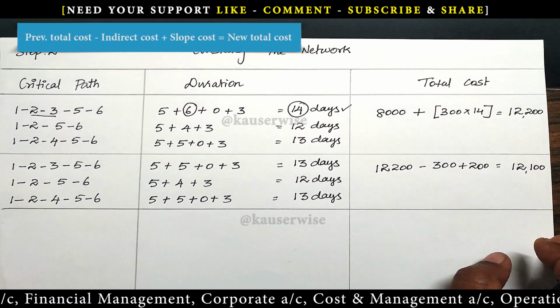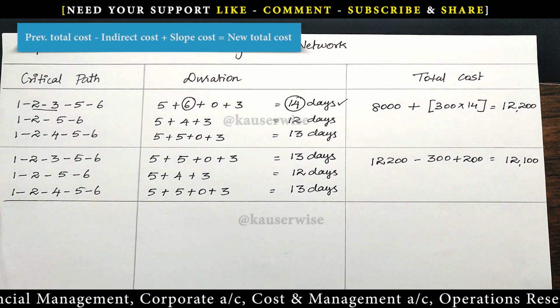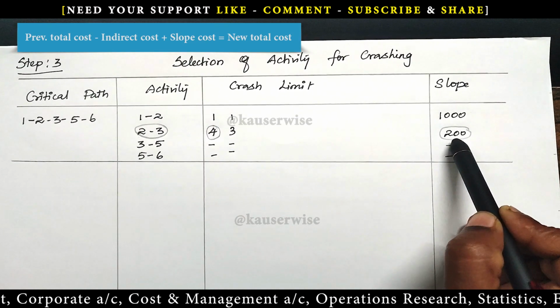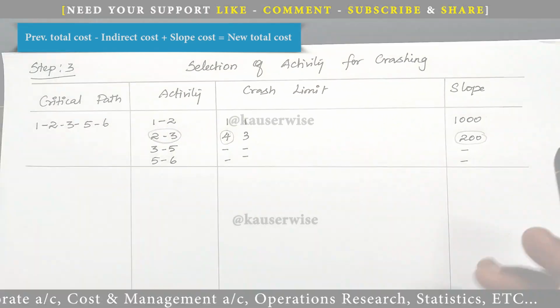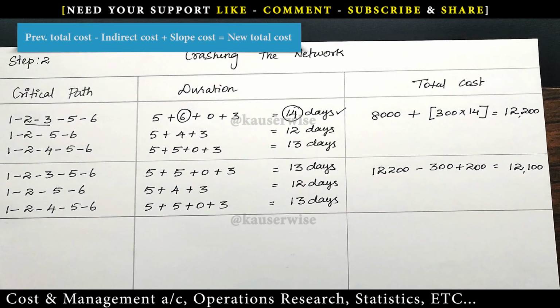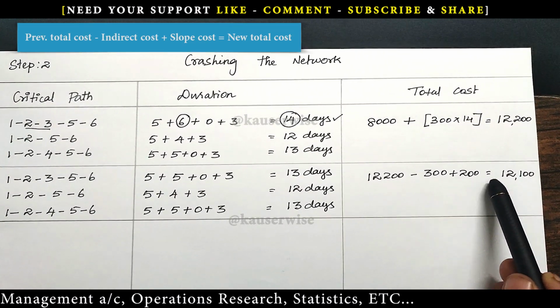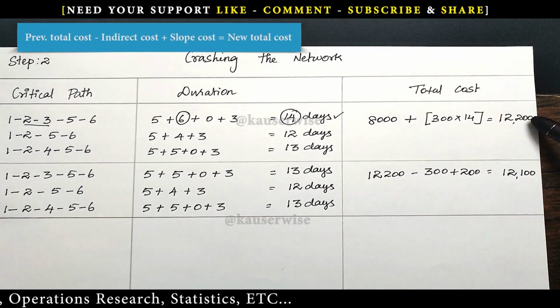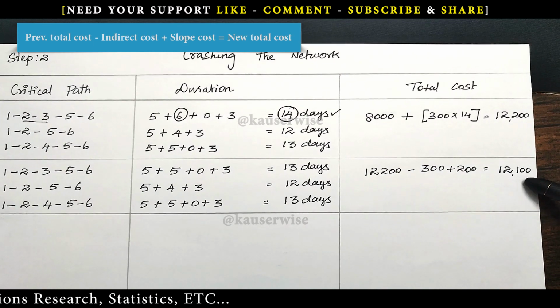See the table of selection of activity for crashing. How much do you have to incur? 200 rupees. This is the extra cost for crashing the network. See the table of crashing the network. So plus 200 is equal to 12,100. It reduced from 12,200 to 12,100.